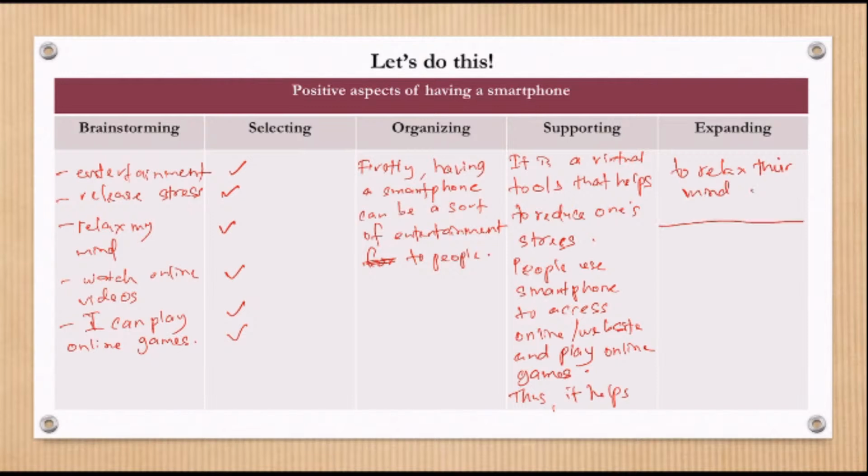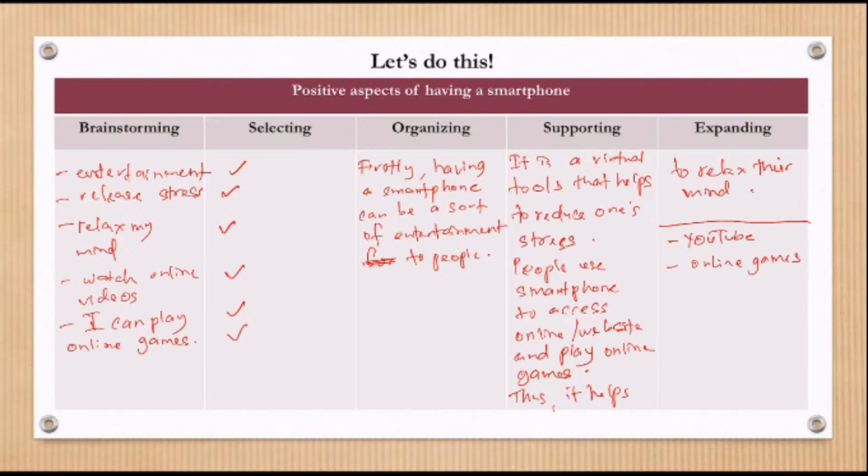Okay, talking about expanding the ideas. What are the websites that they can access if they want to watch online videos? You can give examples such as YouTube. They can play online games. Name all the online games that you know, or online game websites that you know. So this is how you can expand your ideas.